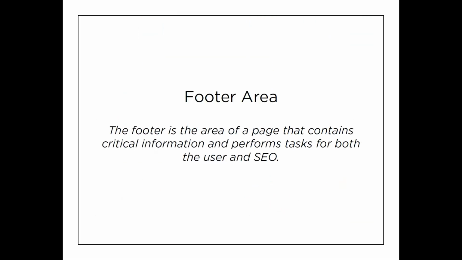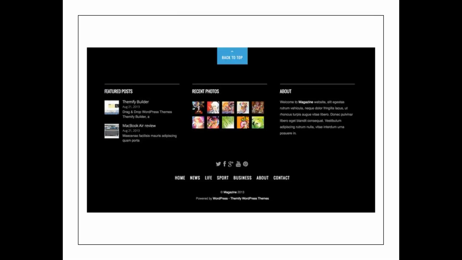The footer area is an area of a page that contains critical information and performs tasks for both the user and SEO. A footer area might have a small about section, recent photos, links to social media, maybe some navigation as it scrolls down to the bottom if it's a long page. And if there's a blog, sometimes there will be a featured post located in there, as well as information about copyright and other things.